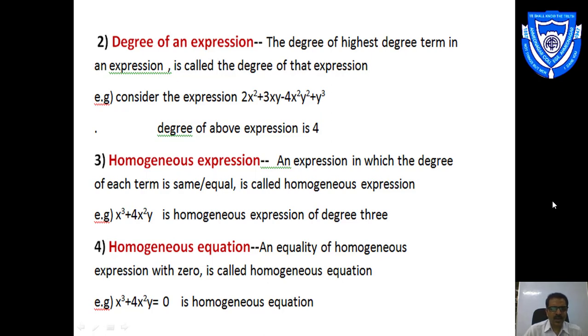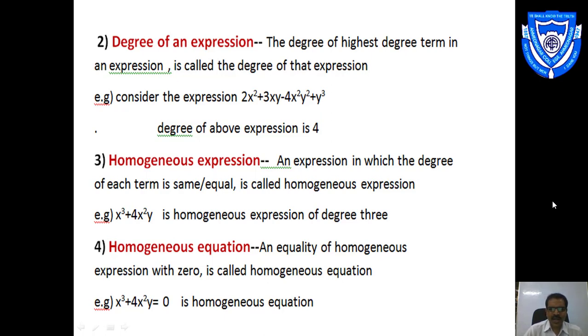Fourth one, homogeneous equation. After homogeneous expression, now let us move to homogeneous equation. We know that an equation is the equality of two expressions. Which equation is considered to be a homogeneous equation? Whenever you take any mathematical equality whose one side is a homogeneous mathematical expression, and whose second side is 0.